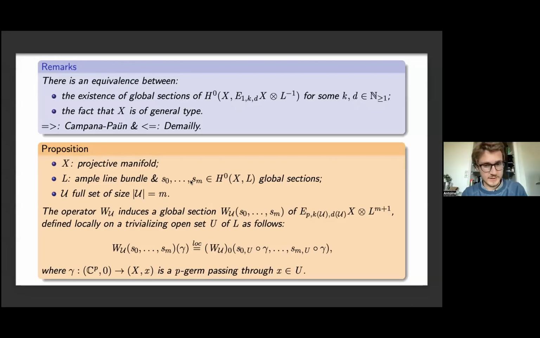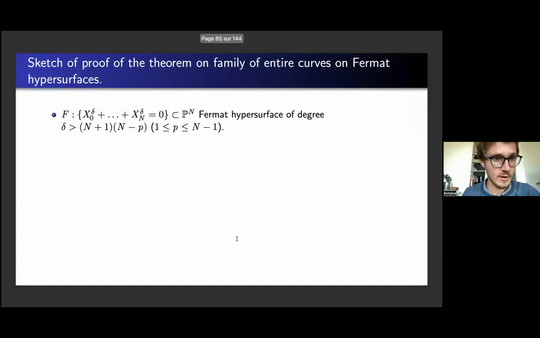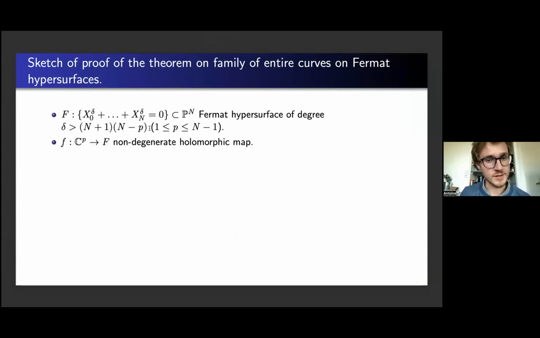Yes, so now let us give a sketch of proof of the statement that we stated a few slides ago. So we take F a Fermat hypersurface of degree delta, and we suppose that delta is larger than n+1 times n minus p. And we take a non-degenerate holomorphic map from CP to F.